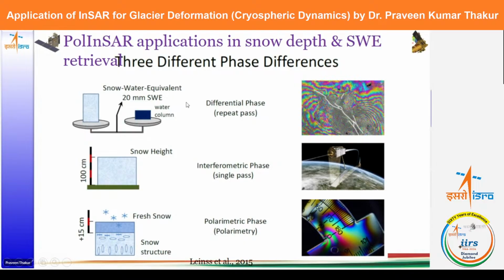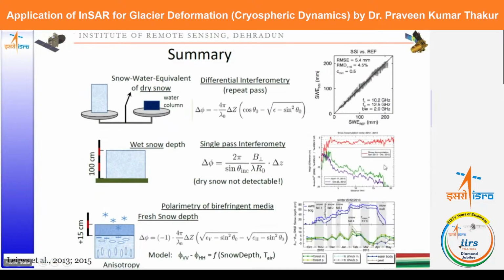So the same method is converted into, for example, the differential pass that I have shown. Then we can have the interferometric plus single pass, for example from TanDEM-X kind of satellites. And then there is fresh snow from the polarimetric phase. If you are using the differential interferometry repeat pass for the change in the snow cover or depth, there must be good coherence between the two dates.